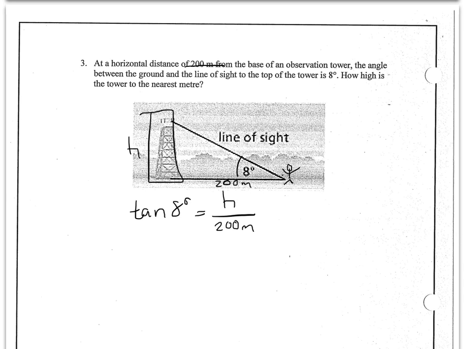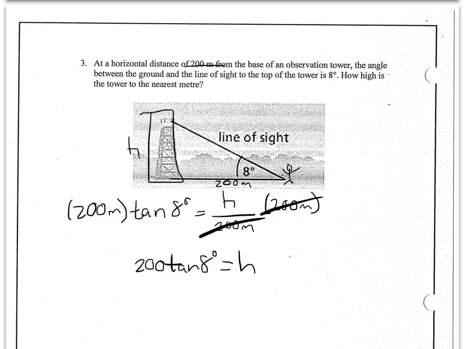Plug those two in. I want to get h on its own, so I'm going to multiply both sides by 200 meters. That cancels the 200 meters on the other side. I end up with 200 tan 8 degrees equals h. Okay. When I plug that into my calculator, I get h equals 28 meters. And it says to the nearest meter, so that's perfect. I'm going to put a box around that, and that example is finished.